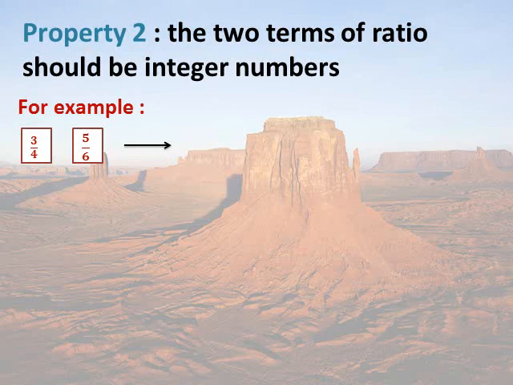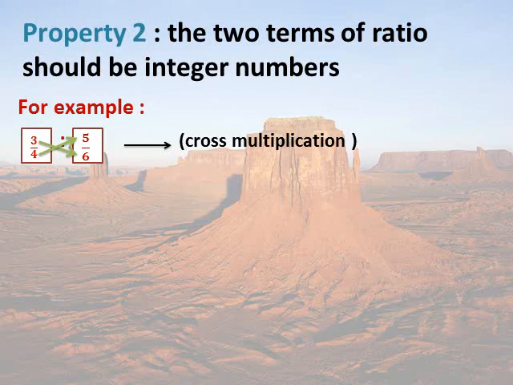How can I convert the two fractions into integer numbers? I will use cross multiplication. The up of the first term, 3, is multiplied by the down of the second term, 6, so 3 times 6. The down of the first term, 4, is multiplied by the up of the second term, 5, so 4 times 5.